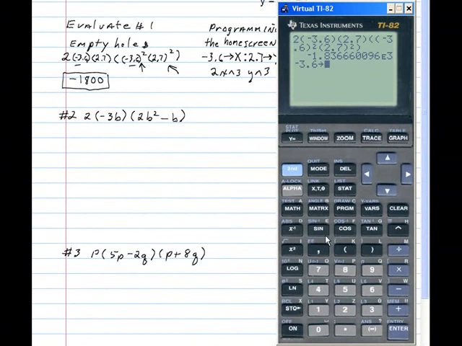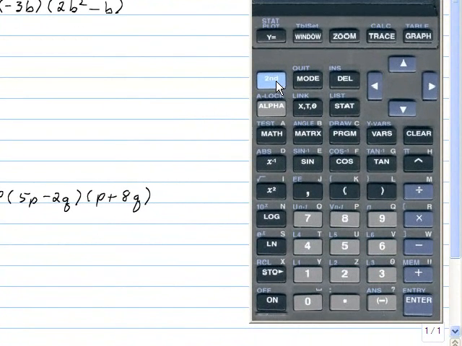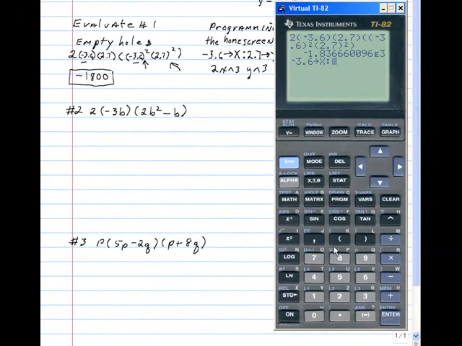And then the easiest way to get x here is the X,T,theta key. So I'll hit X,T,theta. And then to get a colon on the TI-82, a colon is in blue above the period. So what I would have to do to get a colon would hit the blue key and then the period key. And that tells the calculator I've completed one step, storing negative 3.6 into X.